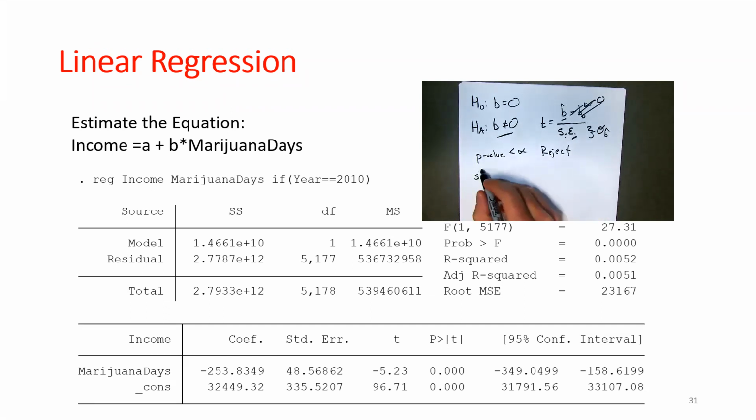Another way we would say this is we say that this coefficient estimate is statistically significant. And at what levels is it statistically significant? Well, the p-value is less than alpha at the 10% level, less than alpha at 5%, and less than alpha for the 1% level. So it's statistically significant at all levels, right? 10, 5, and 1%.